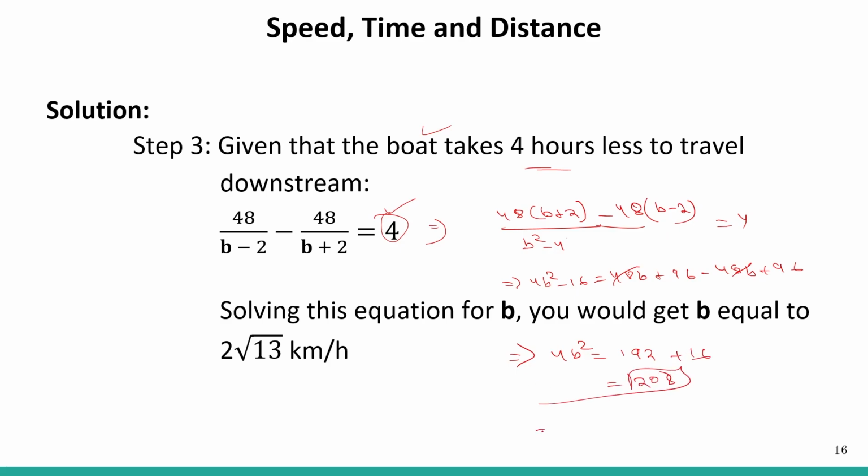Okay, this is 4B square. So this implies that B square is equal to what? 208 by 4. So this is equal to nothing but it is 104 by 2 is equal to 52. Okay, so this implies that B square is equal to 52. So this implies that B is equal to what? Square root of 52. So square root of 52 will be what? So it will be 13 root 13 into 2, or 2 root 13 it is.